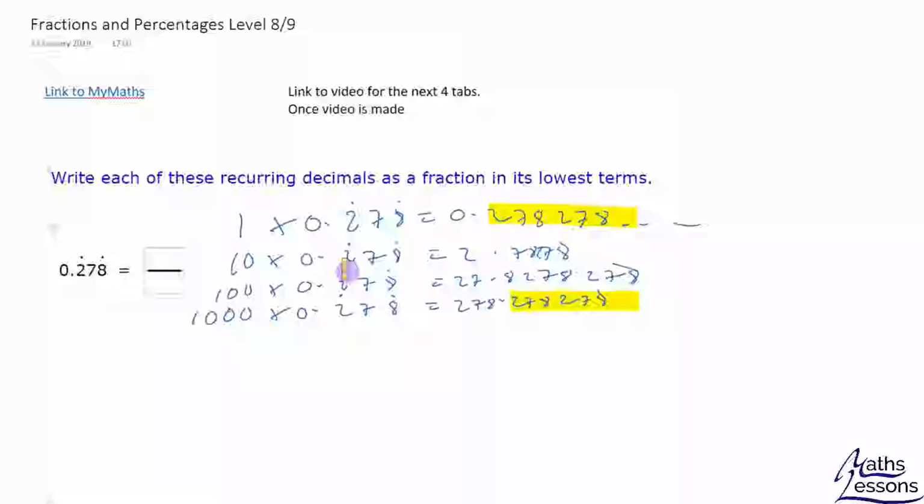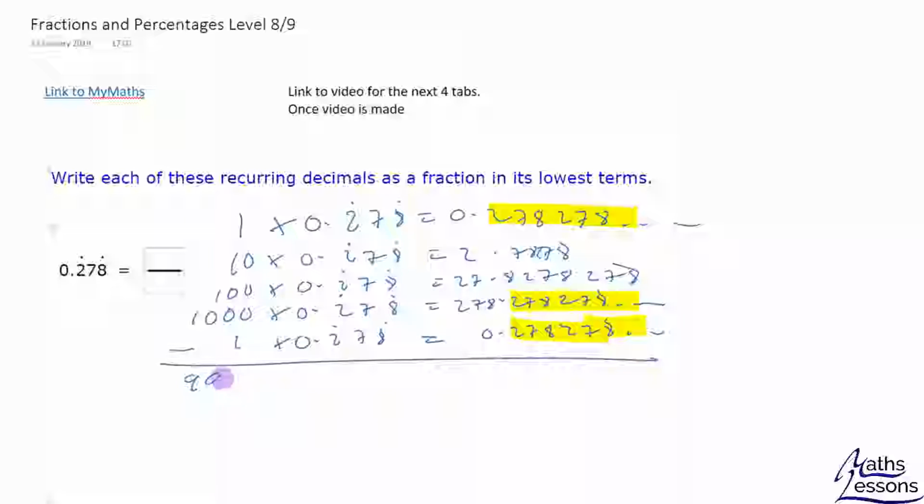So therefore we're going to subtract these two away. So we take away 1 lot away from 1,000 lots. So we're going to take away 0.278278 away from that. And what we see is the yellow bits match up perfectly. So we're left with 1,000 lots minus 1 lot, which is 999 lots, equal to 278 point all that 0.278 recurring. The 2 decimals will cancel, and 0 away from 278 is just 278.